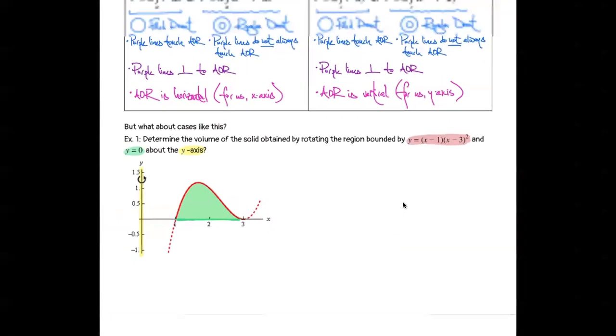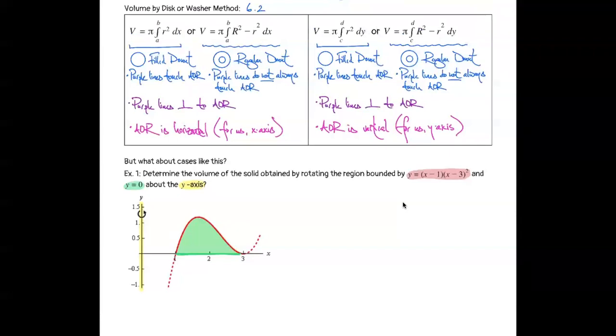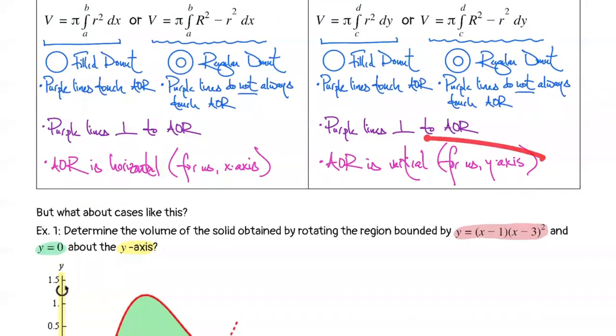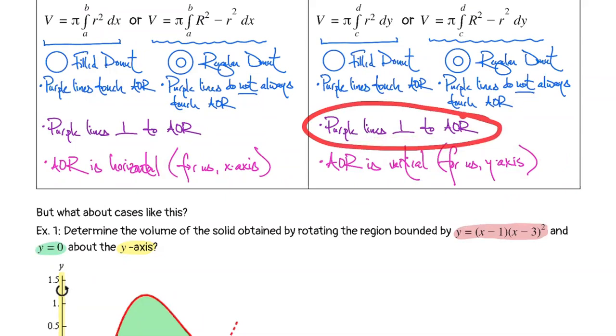So based off of what we wrote up here, I've got a vertical axis of revolution. If I want to use disk or washer method, which way should I draw the purple lines? Yeah, I would want to draw my purple lines horizontally, right? So we set up here that if the axis of revolution is vertical, then our horizontal lines are perpendicular to the axis of revolution. That means those purple lines better be horizontal, or going side to side.